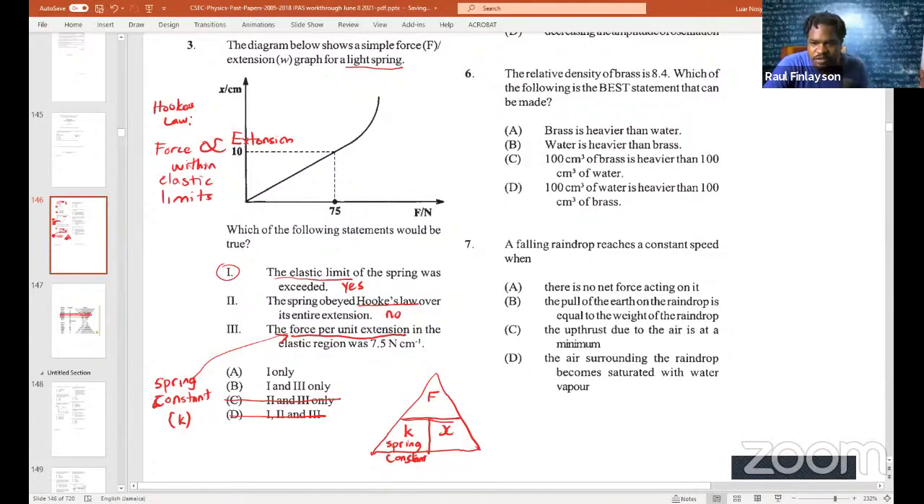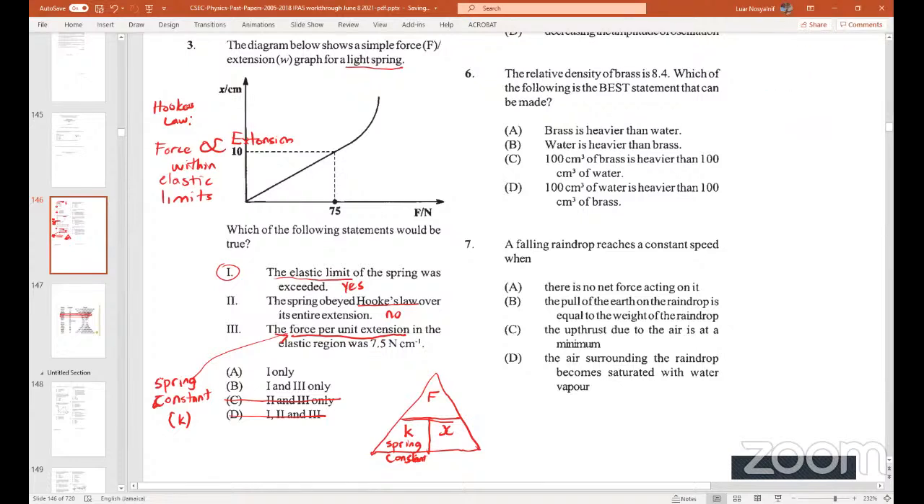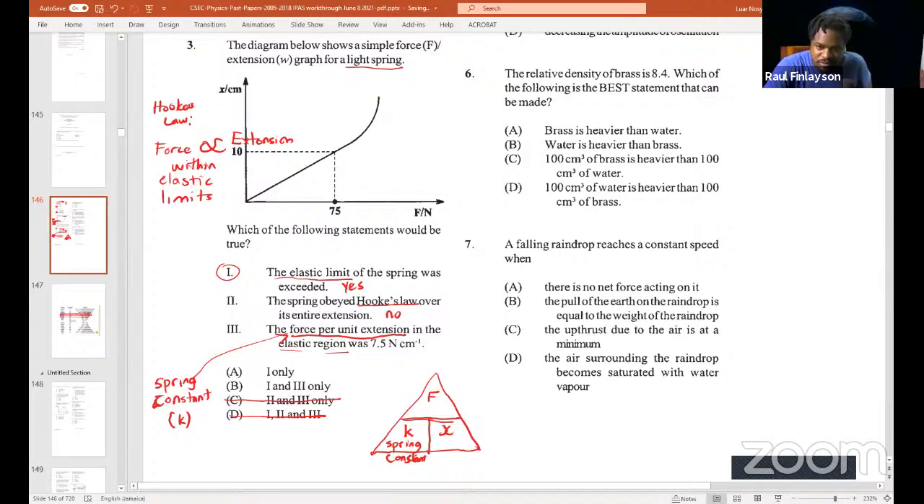Force per unit extension in the region was 7.5. So if you divide 75 by 10, you should get 7.5. So 3 would be correct. And notice they said in the elastic region. So this region after it passed 10 was no longer elastic, it was just stretching. And that's another thing to remember, guys: not everything that stretches is elastic.